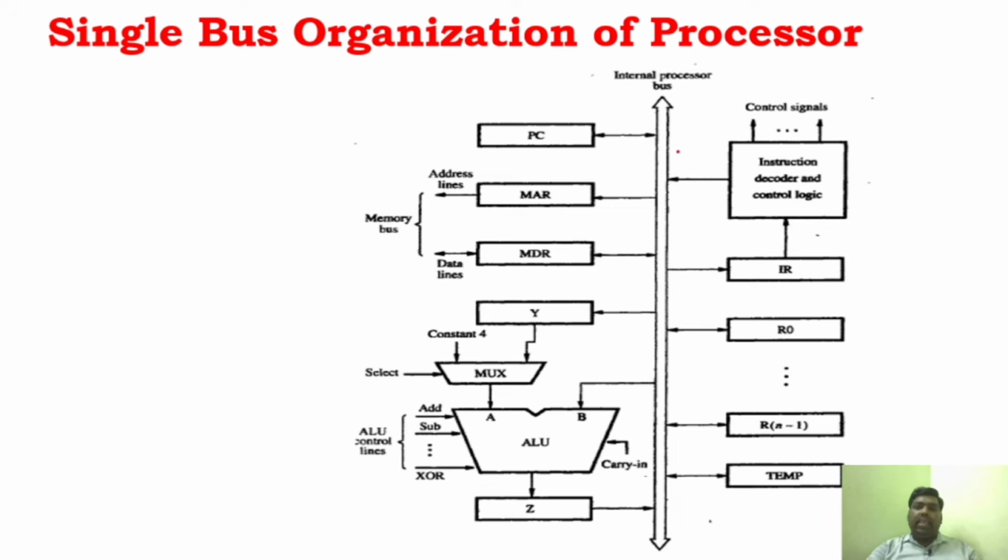You can see here, this is the single bus. It has a single bus, right? This is the internal single bus, okay? And this bus connects all the registers. You can see this register, MAR, MDR, all the registers, as well as the ALU. And importantly, it connects the instruction decoder as well. Everything is interconnected with this internal bus.